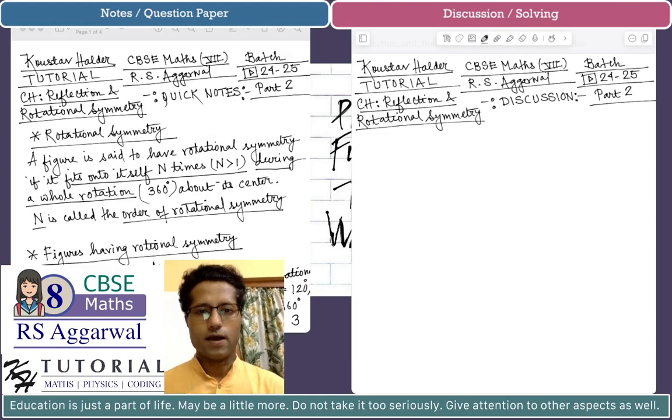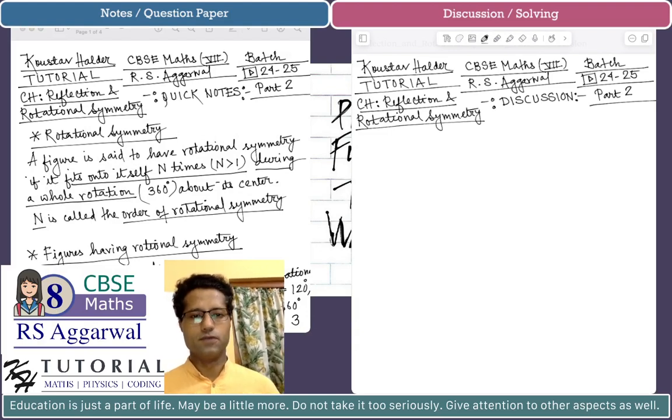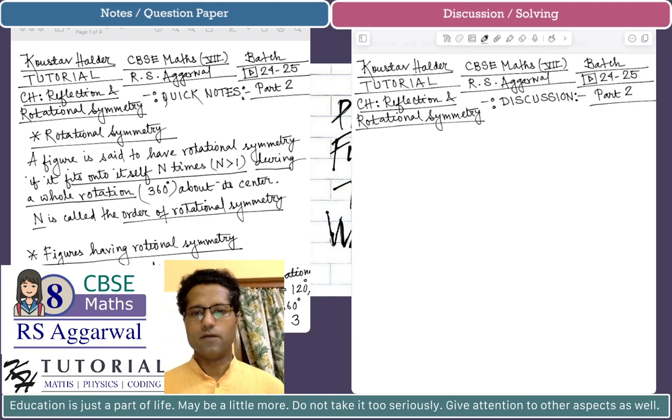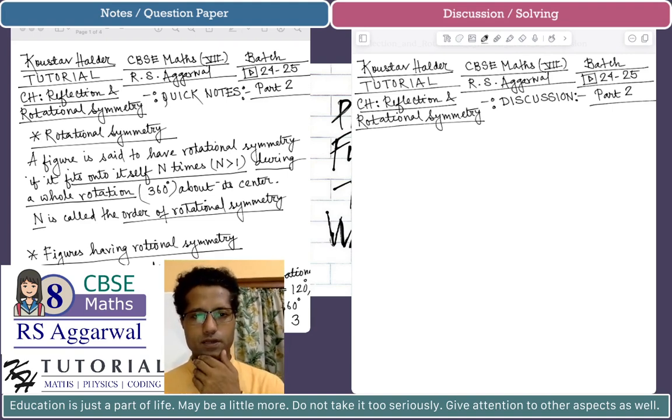Okay, so I have my quick notes about the rotational symmetry that I will discuss in this video, and on the right hand side I will do the discussion and we will solve the problems of exercise 18b. But before I start rotational symmetry, I would like to clarify one thing regarding the reflection symmetry that I was discussing in the previous video.